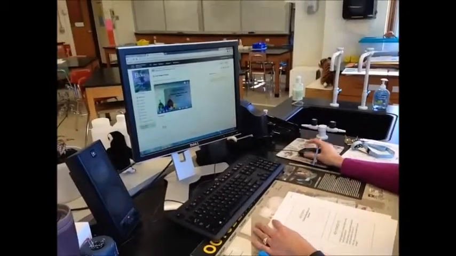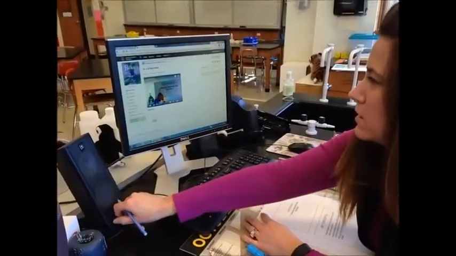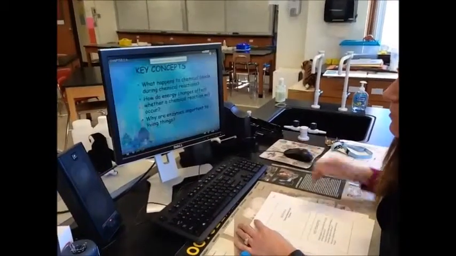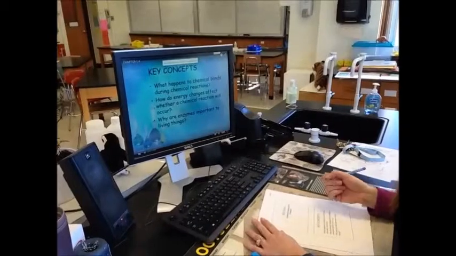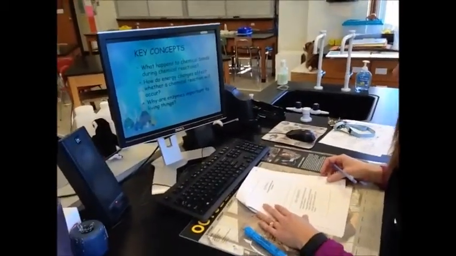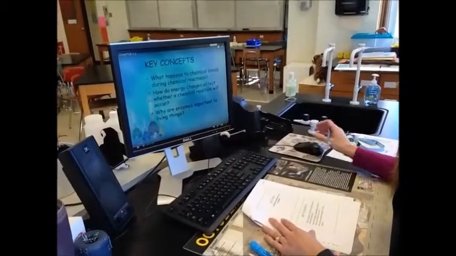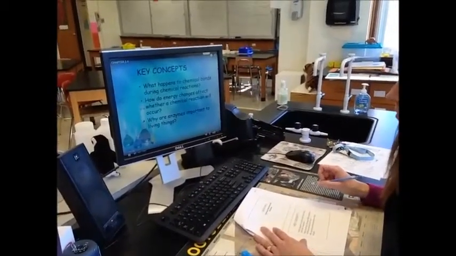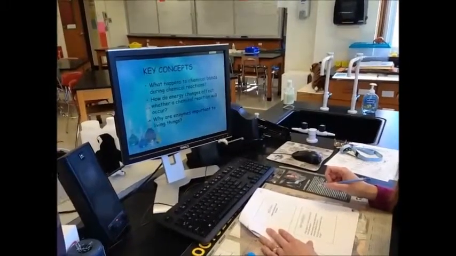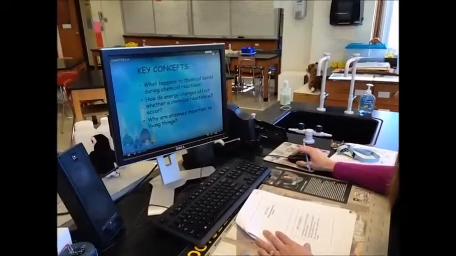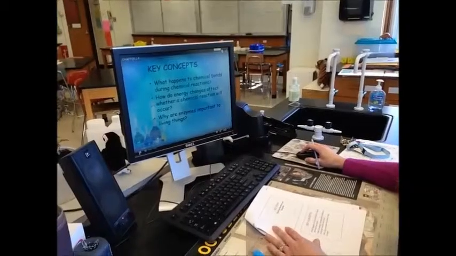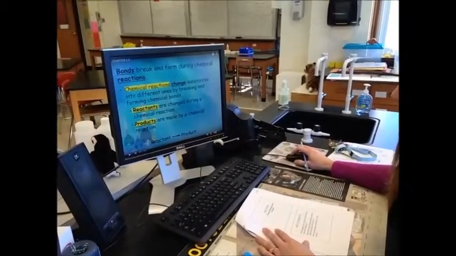Here we are at our last section for chapter 2. This is section 4, chemical reactions and enzymes. Our key concepts are what happens to chemical bonds during chemical reactions, how do energy changes affect whether a chemical reaction will occur, why are enzymes important to living things. And out of all of these, that last bullet is a theme that we'll carry throughout the year. Okay, so I'm actually going to pause it.